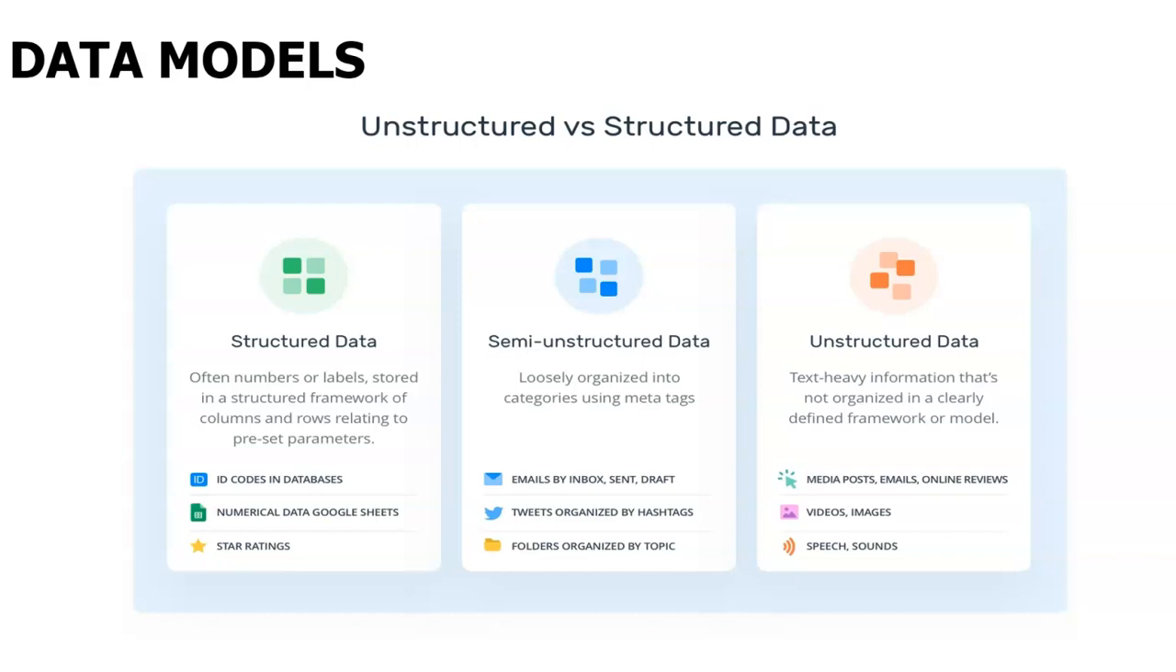When I go for semi-structured, the best example is folders organized by topics. Only the folders are organized by topics; inside, it is not organized. At least the folders are organized, but inside the folder it is not. So some semi-structured data is also possible. So these are the different models in the database management system. Thank you.